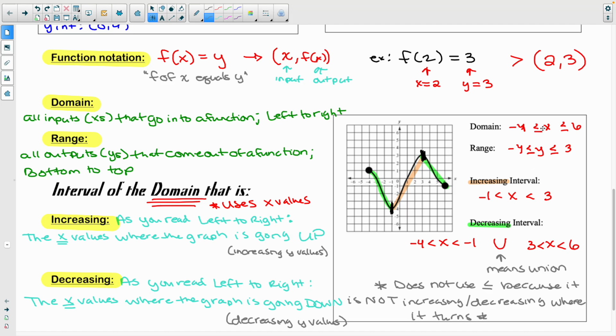Which is why in our domain and range, it does in fact include those numbers. Those are solid there because it says all of the x values between those and all of the y values between them. Our increasing and decreasing intervals happen on the domain. So as we read the graph left to right, when are our y values going up and when are our y values going down? So it's going down, then it turns. It does not include that value at -1 because it is turning there. It is neither increasing nor decreasing any longer. It is stationary. So these are the important information of the key features of a function.